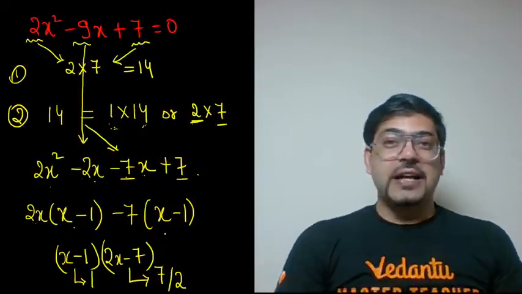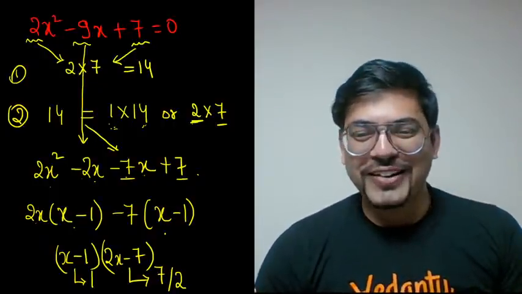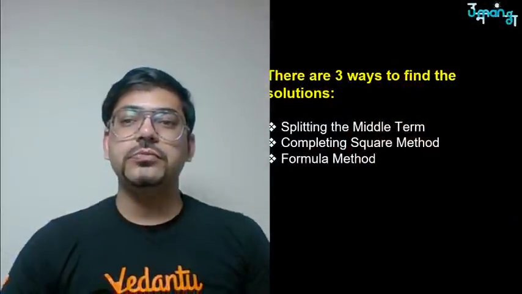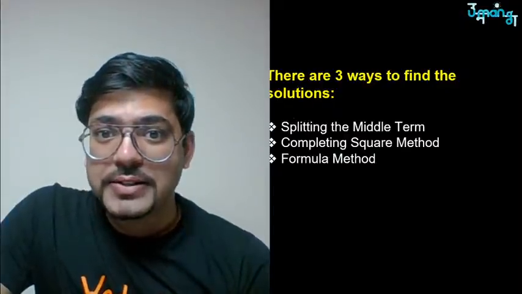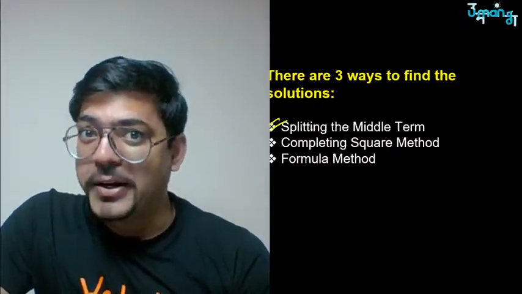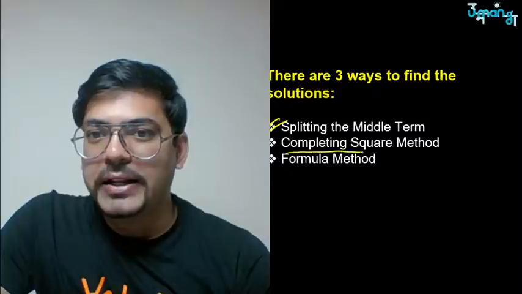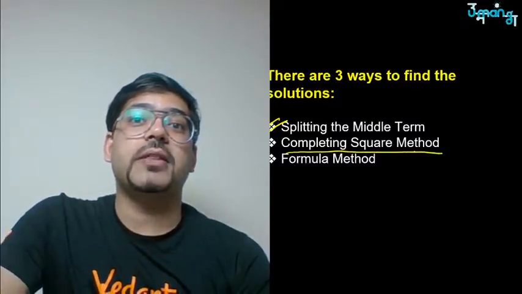So chalo, let's move on and go ahead to the next part. So here's the next part. We know that there are three ways of finding the solution. The first method, which we just now talked about, is splitting the middle term. Second would be the completing the square method.